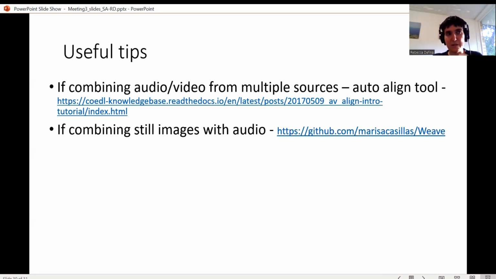Also, if you are using something like those still image cameras, you can align those with the audio and turn it into a video, with a kind of slowly progressing still image. And there's a tool developed by Marissa Casillas to do that.